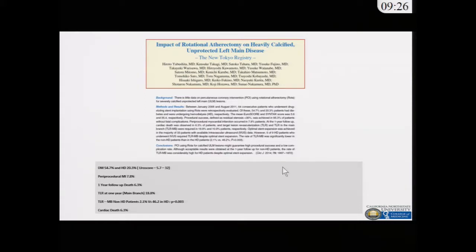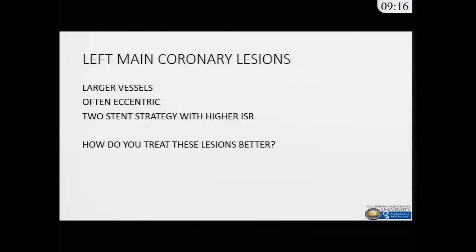But what this study showed is that rotational atherectomy as an adjunct to our treatment was very helpful in giving us better long-term results. The question then becomes, how else can you optimize your treatment of left main coronary disease? These are larger vessels. The lesions are often eccentric.